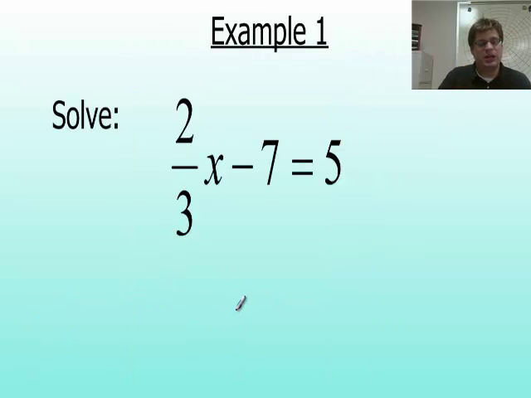In this first example, we're going to be solving for x. When you're solving, the idea is you're trying to get the variable on one side of the equal sign by itself, so everything else has to go to the other side. Let's start off by getting rid of either the 2/3 here or the 7.